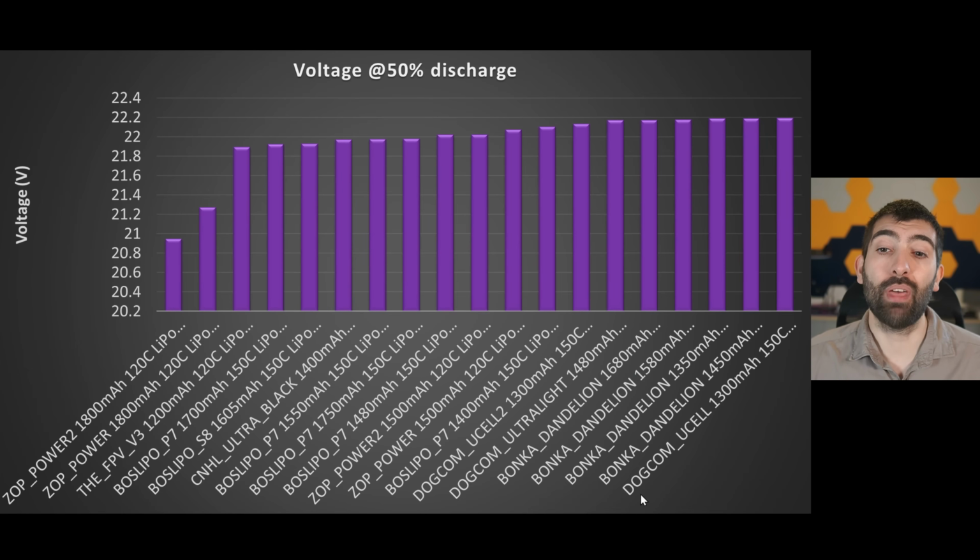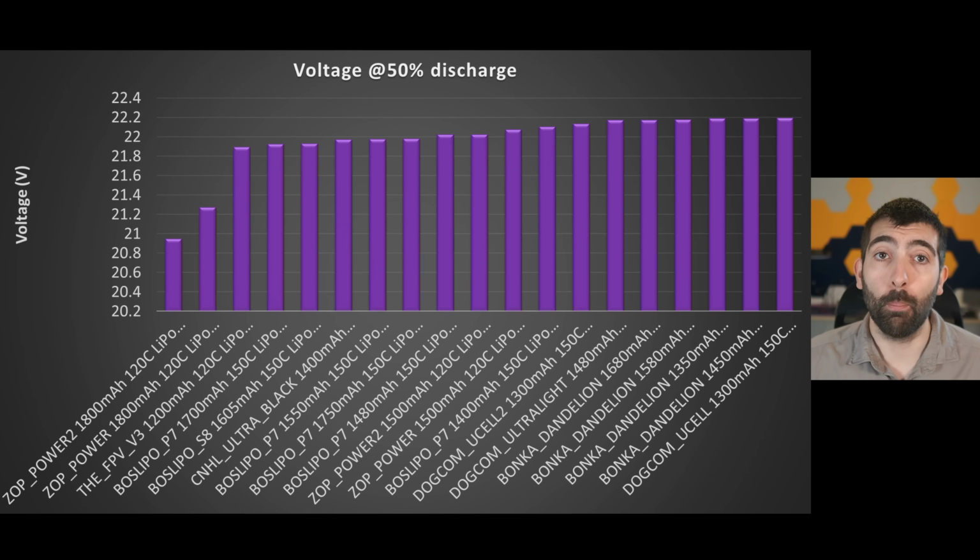And this shows you that the DOGCOM and the BONKA packs are leading the charge. They are maintaining a voltage of between 22.1 and 22.2 volts at that 50% discharge. Whereas the packs from BosLi-Po, ZOP-POWER, CNHL, TheFPV are maintaining a lower voltage, anywhere from about 21.9 volts up to maybe 22.1 volts. The ZOP-POWER 1800s, again, are not performing well at all.